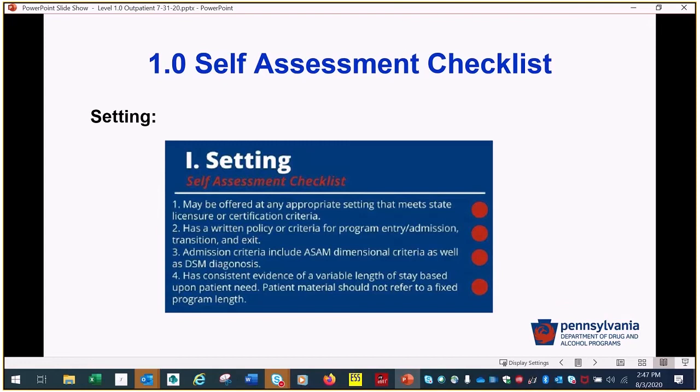Items 1 through 3 in the checklist, a setting that meets state licensure, written policy for program admission, transition, and discharge, and admission criteria for the outpatient level of care likely will already be in place or should already be in place with some minimum adjustments to policy. A key item, in addition to policies that may need to be written for this section, is item number 4, consistent evidence of a variable length of stay based upon patient need.